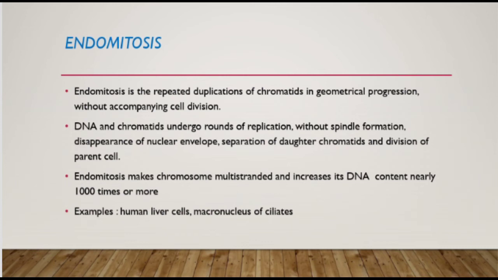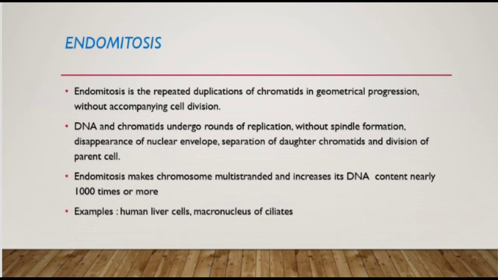Endomitosis is the process of repeated duplication of chromatids in geometrical progression without accompanying cell division. So this is what is happening in the case of polytene chromosomes. Earlier, we said that polytene chromosomes have multiple arms, and endomitosis is the reason for the formation of those multiple arms. Repeated duplication of chromatids happens in geometrical progression, but no cell division takes place.